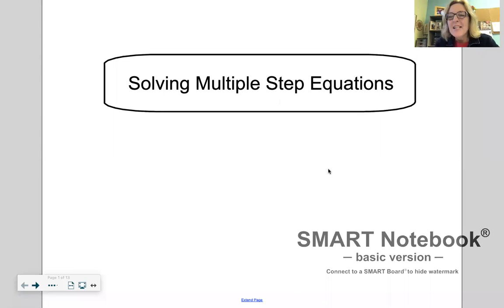Hello, eighth grade. Today we're going to continue solving equations, but now we're going to build larger equations that are going to involve multiple steps in order to isolate the variables. So these are called multiple step equations.